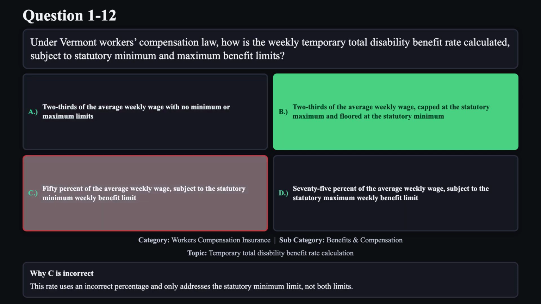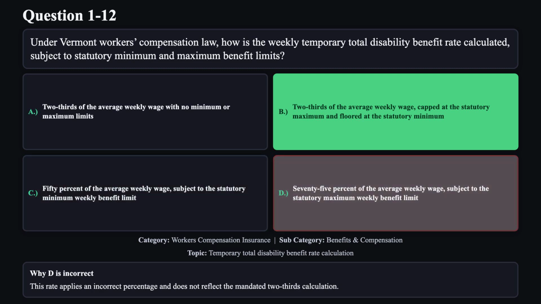Reason C is not correct. This rate uses an incorrect percentage and only addresses the statutory minimum limit, not both limits. Reason D is not correct. This rate applies an incorrect percentage and does not reflect the mandated 2/3 calculation.